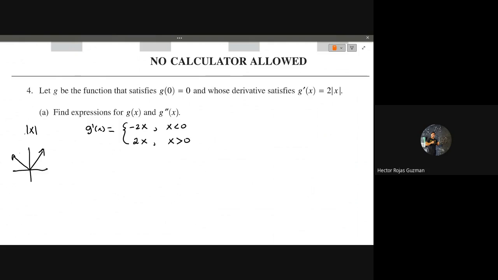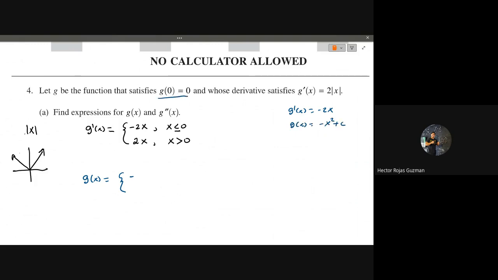Now, since the function is technically defined, one of those has to have an equal sign. And it doesn't really matter which one. But when you're the one making it, we usually give it to the first one. But again, it's not wrong if you do it to the other one. So that's our derivative. Now, if I want to find my antiderivative, g of x, then we're going to find the antiderivative of -2x. G prime of x equals -2x. My antiderivative is negative x squared plus c.